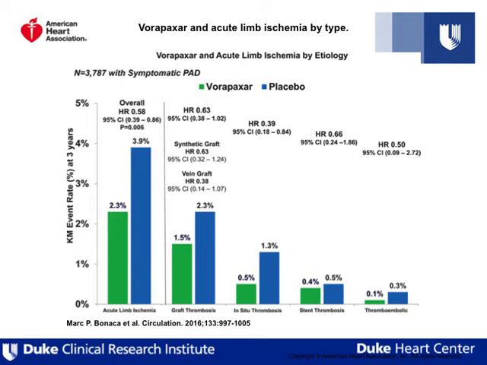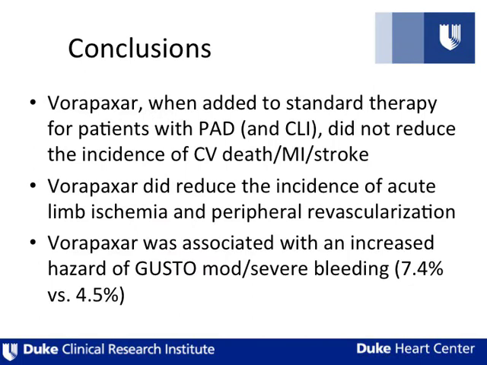Lastly, Vorapaxar did have an impact on all of these facets of acute limb ischemia, including graft thrombosis, in situ thrombosis, and stent thrombosis.